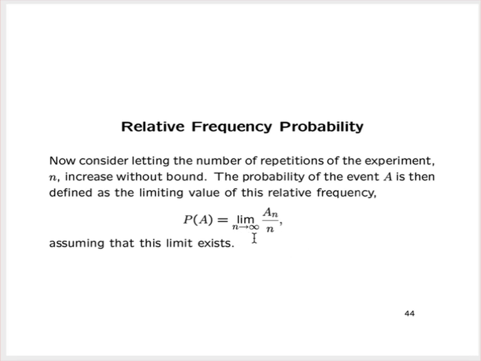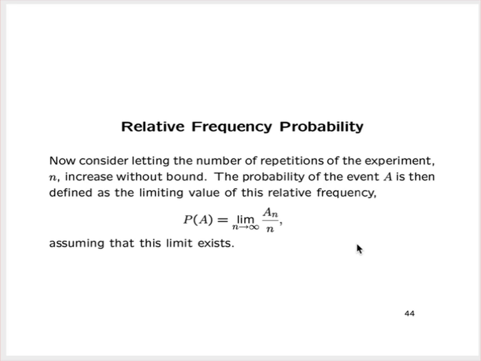So the limit as the number of trials goes to infinity of the relative frequency, or the proportion of times that the event occurs, assuming that this limit exists. In order for this to make sense, that limit would have to exist, and when it does, it represents the relative frequency probability of the event A. So that is how we define relative frequency probability. It's the limiting value of the relative frequency as n goes to infinity, as the number of trials goes to infinity.